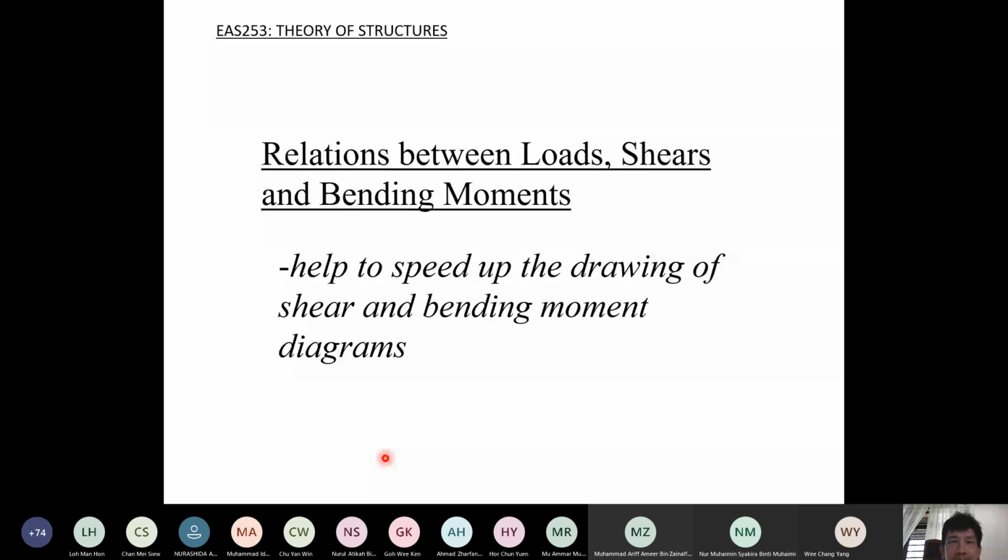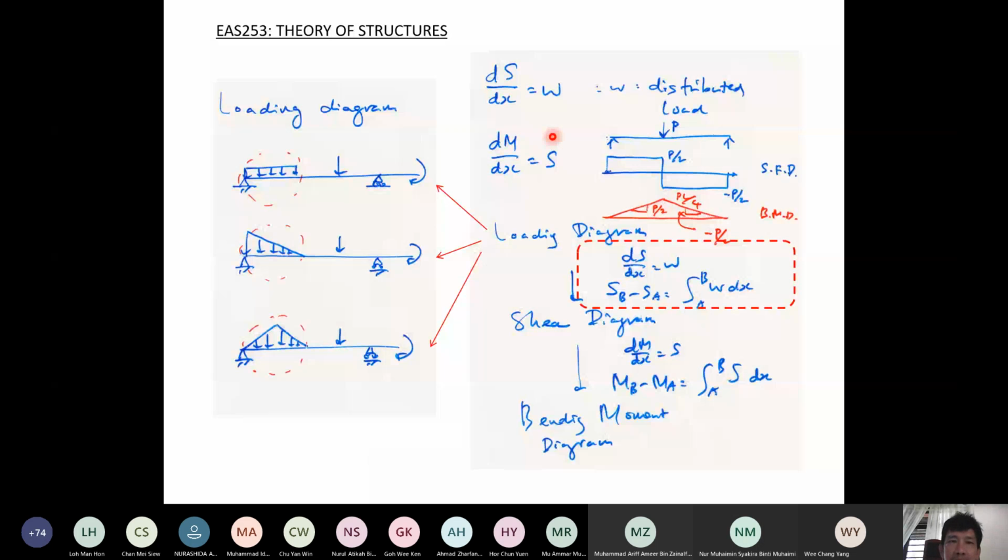So the basic idea here is that we make use of some basic relations starting from the loading diagram. The loading diagram is actually the problem given to us, and we specifically look at whether there is any distributed load, whether there's any point load, and then we make use of some relationships that I'm going to show you where they come from. Using these, from the loading diagram we get the shear force diagram. After that, we use another set of basic relations relating shear and bending moment. With these two sets of equations, we get the bending moment diagram.